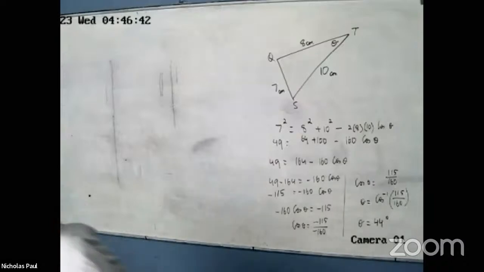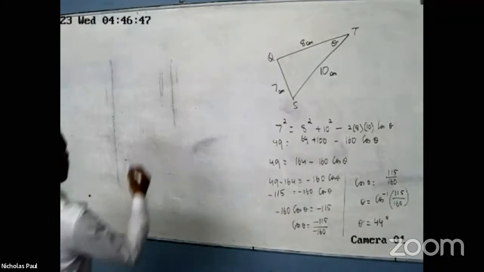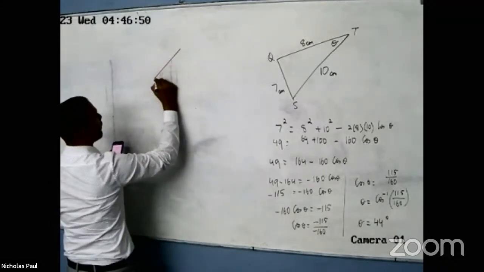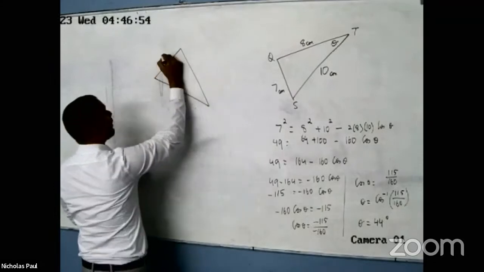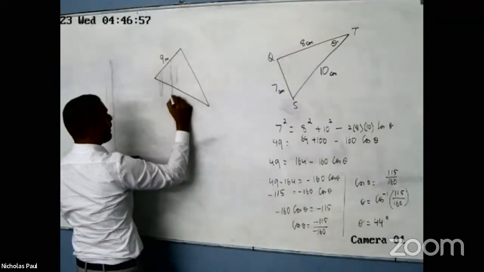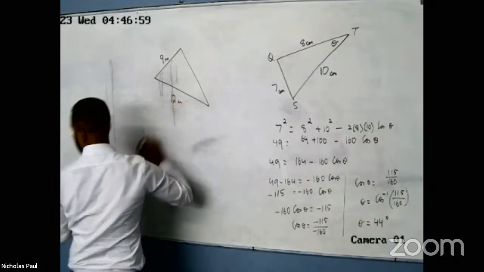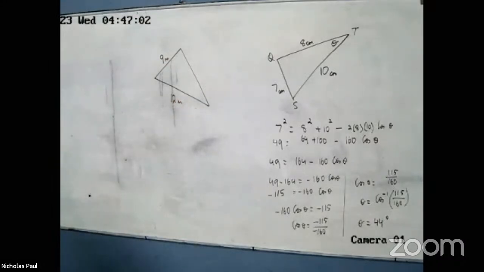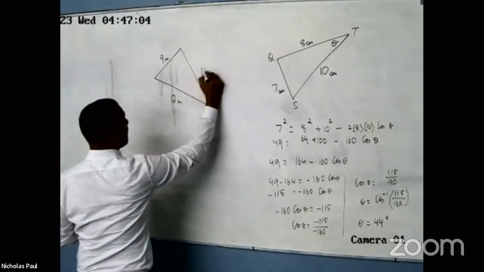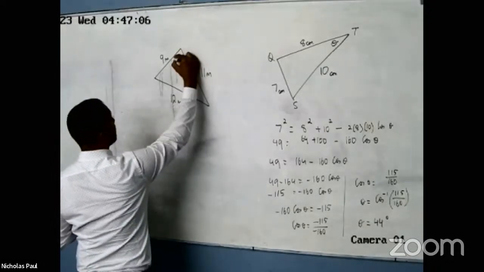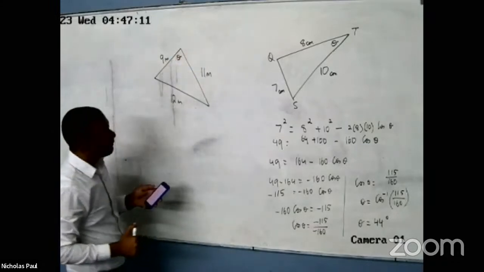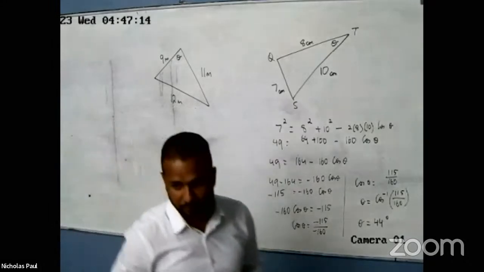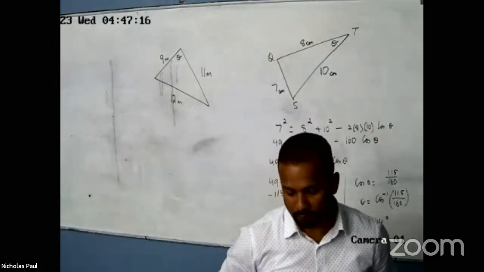All right, we are trying one more. Just one more. Here's 9. Here's 12. Here is 11. Find theta. 9, 12, 11. Let's see if you can find theta then. Take your time. Same principle.